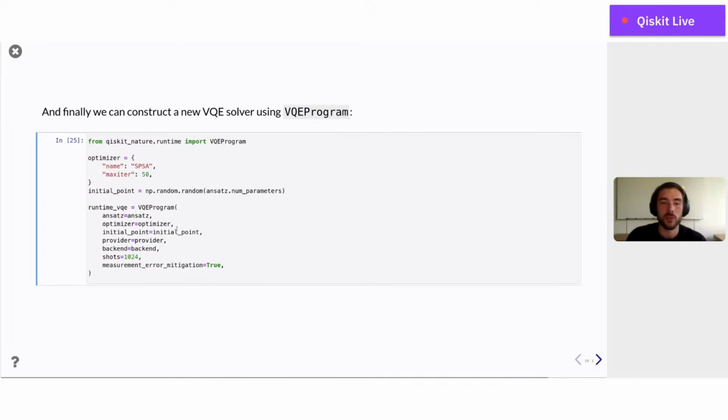You can specify the initial point for the optimizer. Here I'm simply using a random vector of numbers. You set the provider that we just imported. You set the backend that we just imported. You specify the number of shots, which is the number of times that you evaluate each expectation value in order to get the mean. And you can apply measurement error mitigation if you want to do that. Here, we're actually not, this may not be relevant for this specific example, but for the purposes of completeness, I'm also showing this argument here.